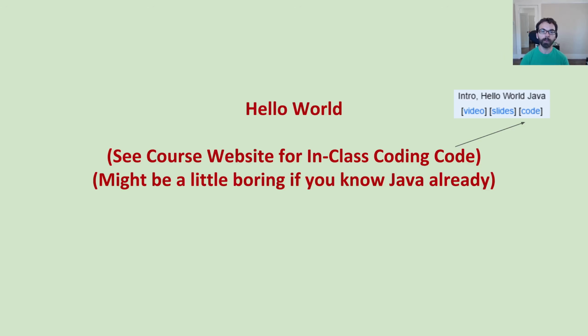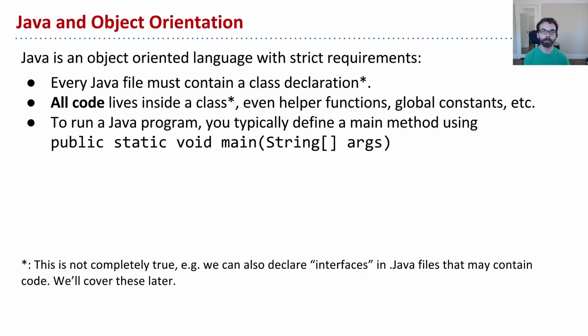Now that we've written our first program, we can reflect a little bit on what we've learned about the Java language. So first, Java is an object-oriented language that has very strict requirements about how you write programs. First off, any .java file has to contain a class declaration. We'll see later that there are also things like interfaces where that's not 100% true, but it's mostly true to say that every Java file has to have a class declaration.